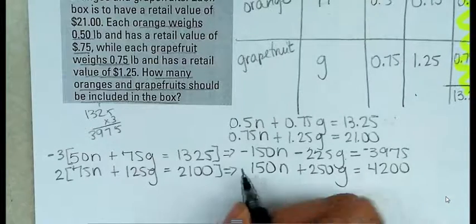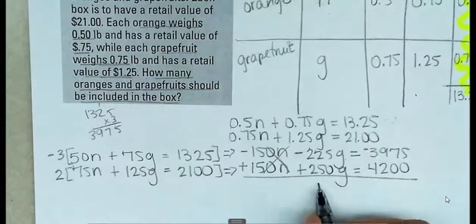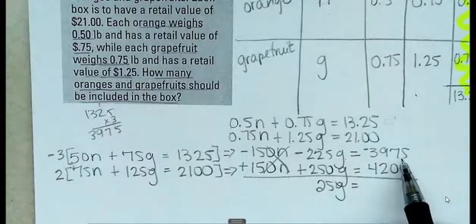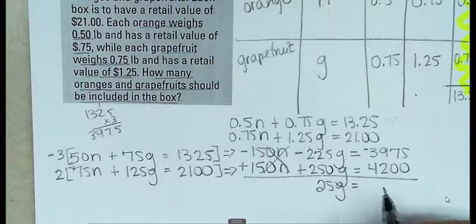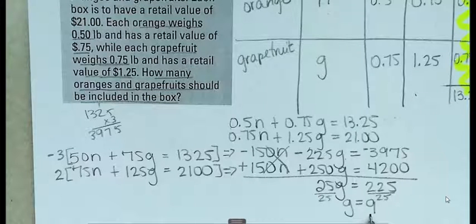I'm going to use combinations and just add these together. So my n's go away. I'm getting 25g equals 225. If I divide both sides by 25, 25 will go into 225 nine times. So I know I'm going to have 9 grapefruits.